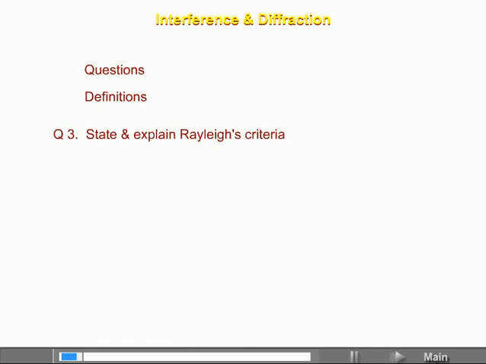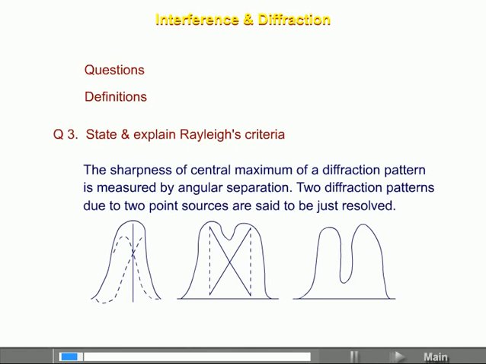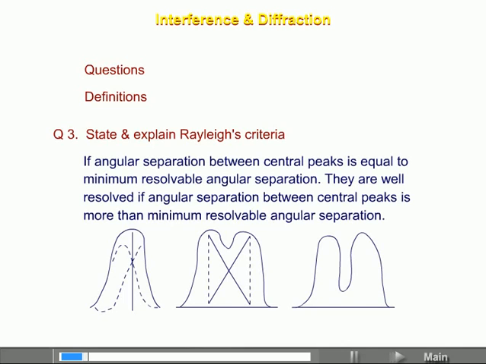State and explain Rayleigh's criteria. The sharpness of central maximum of a diffraction pattern is measured by angular separation. Two diffraction patterns due to two point sources are said to be just resolved if angular separation between central peaks is equal to minimum resolvable angular separation. They are well resolved if angular separation between central peaks is more than minimum resolvable angular separation.